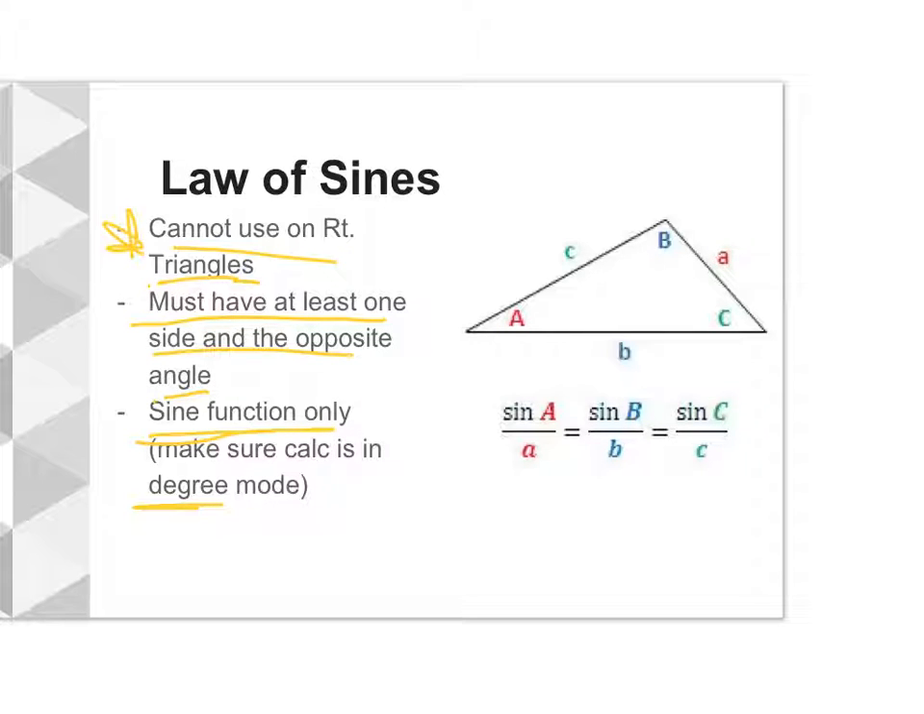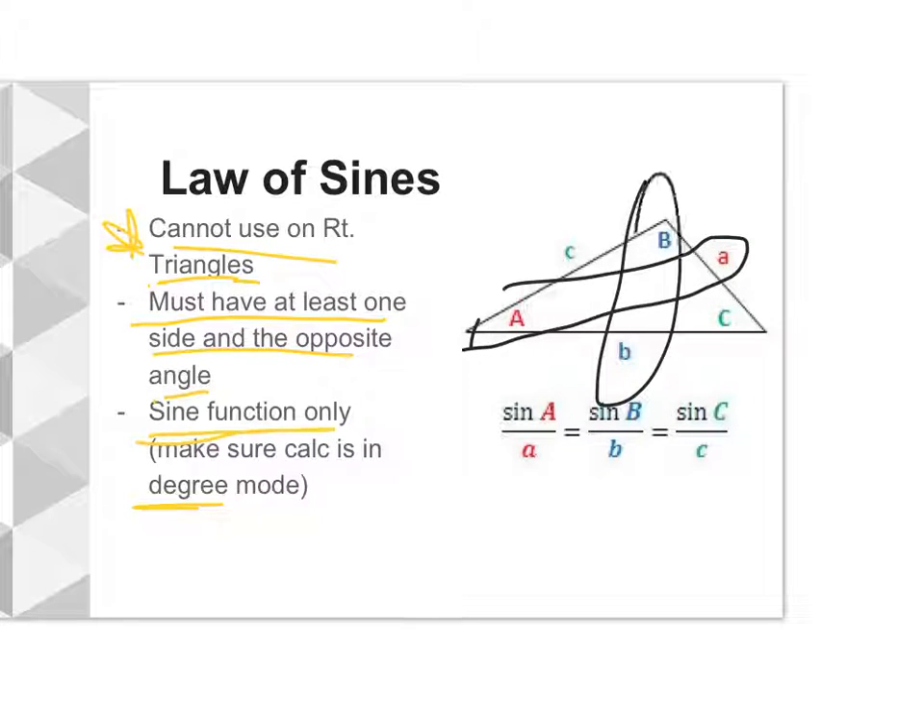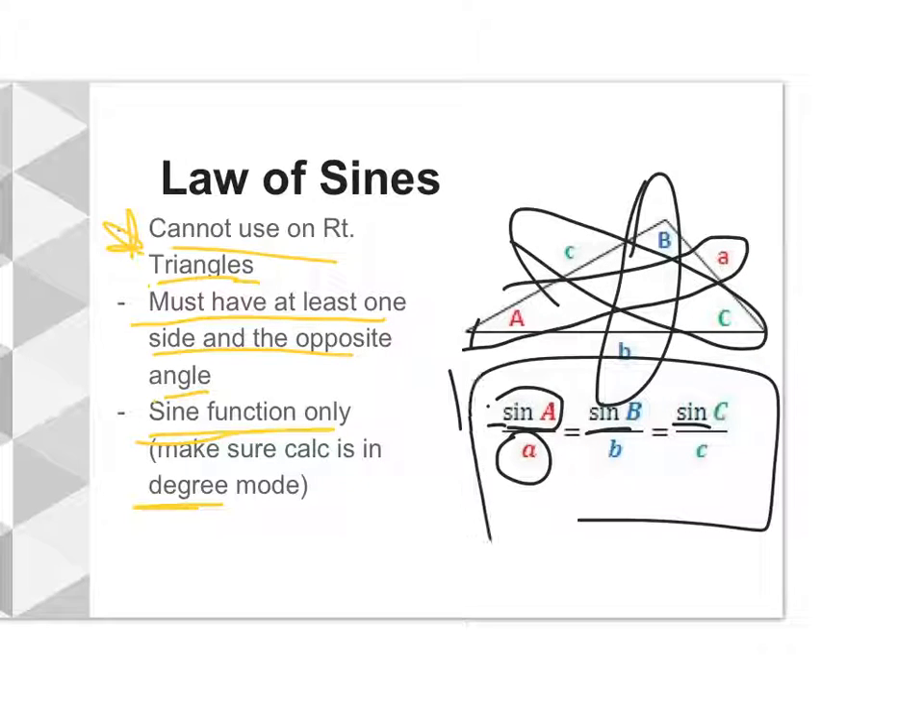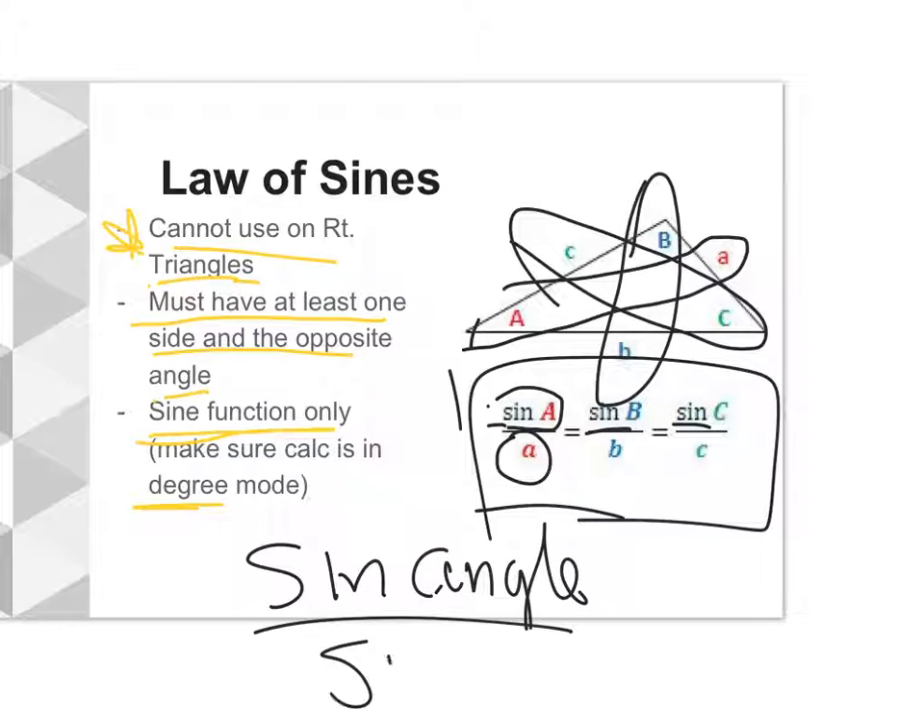So here's kind of what the deal is. You've got an angle and its opposite side, angle and its opposite side, angle and its opposite side. And the rule is that the sine of the angle divided by the side is equal to the other angles over the other sides. So this is kind of the basic setup. The sine of the angle is over the side.